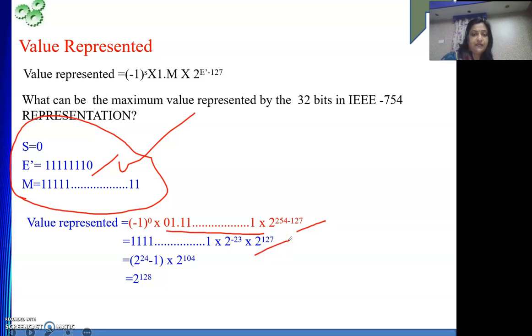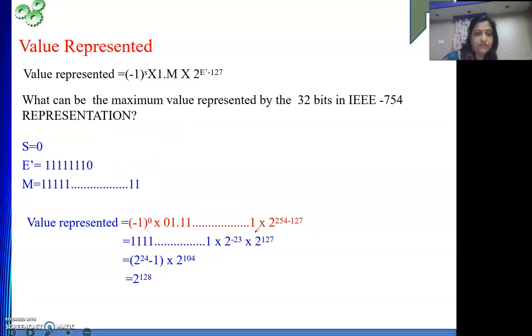And see, here it is 111 into 2 to the power minus 23, because I have brought the decimal point to the right. How many places were there? 23 places. You know in the mantissa 23 bits are there. So the decimal point is brought to the end. That means 23 places we have traversed to the right. So it will be 2 to the power minus 23, right? Now see, this part is clear.